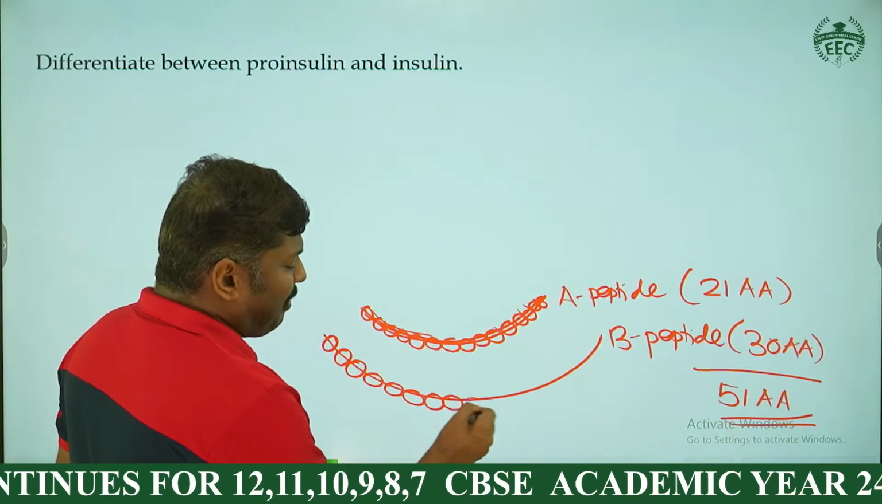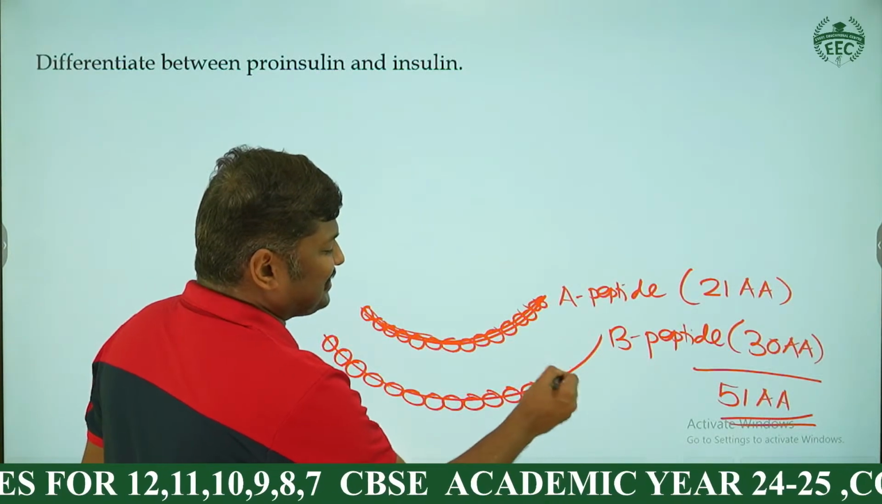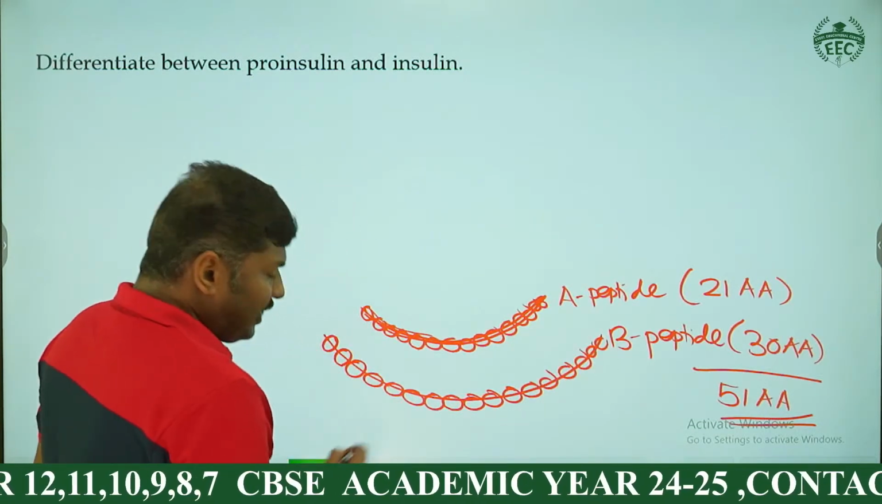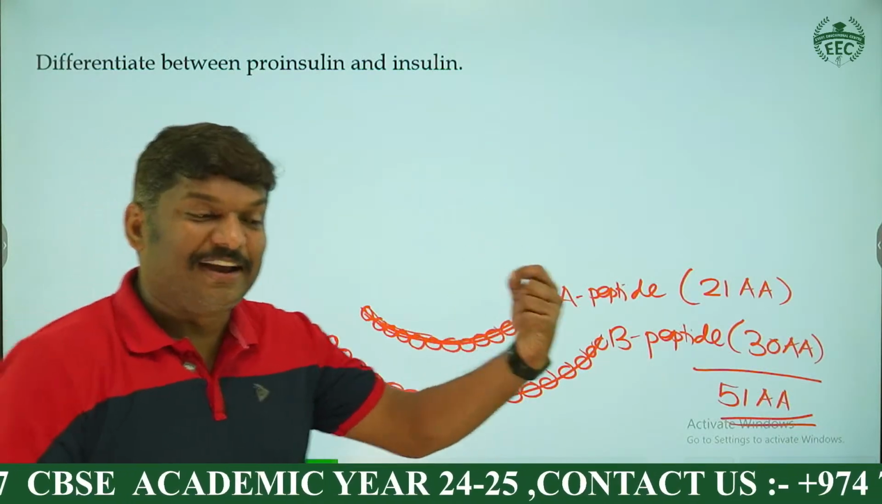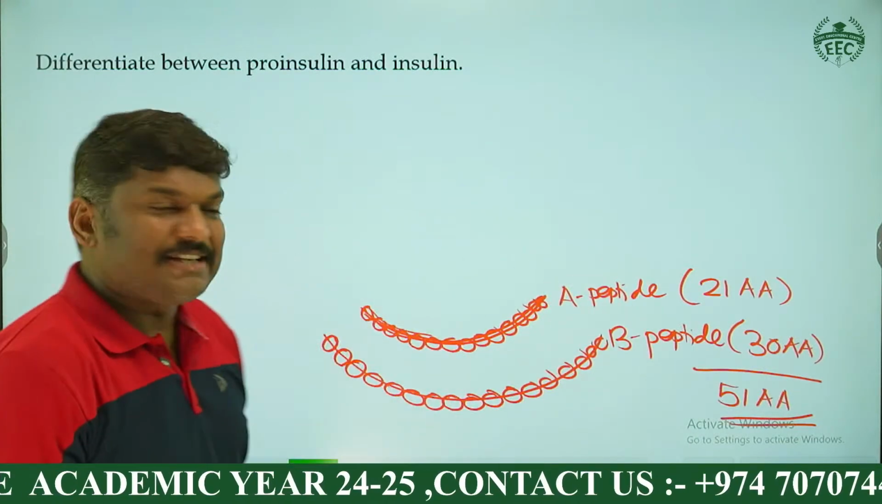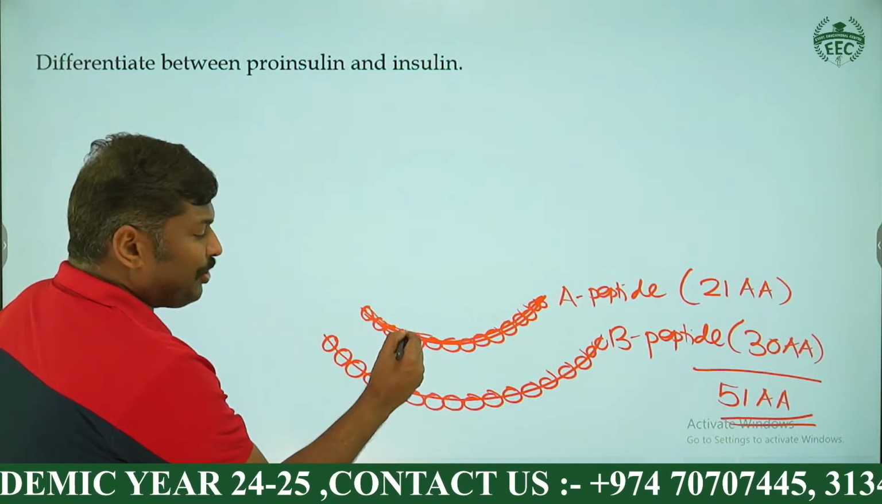And the number of amino acids is important. Here you can see that there are 30 amino acids. Here you have to understand one thing. Here you can see there are disulfide linkages. What are the disulfide linkages? Look at the board, it is difficult.